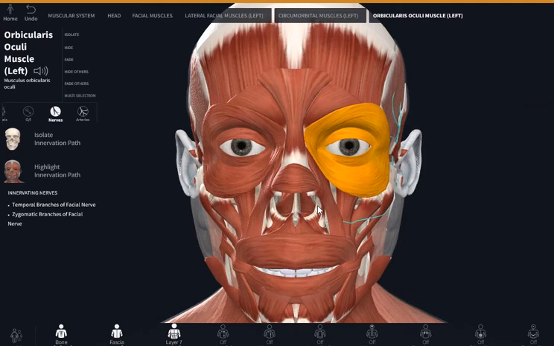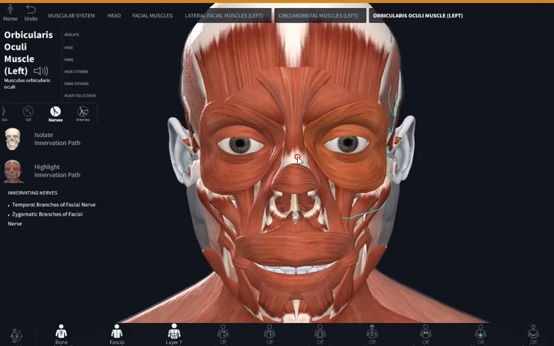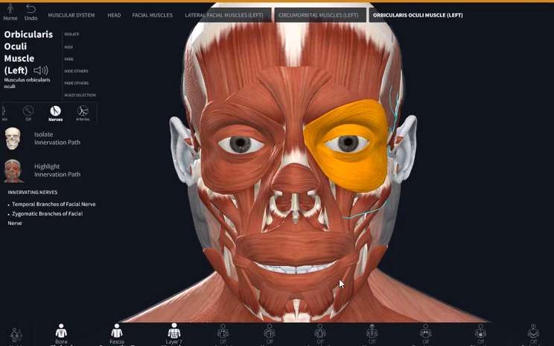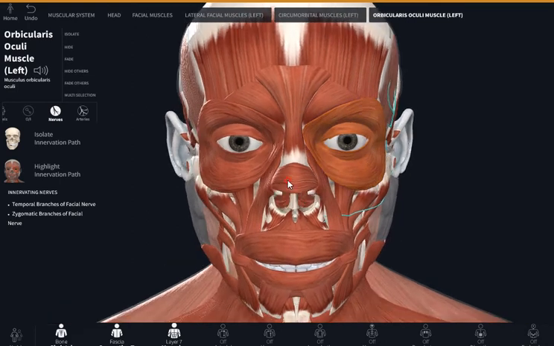Let's go to the next portion. The next muscle you can visualize... we have already seen all the muscles which are around the eye. So now let's go to the muscles which are around the nose. We've seen the muscles around the eye: corrugator supercilii and procerus. Now let's see the muscle around the nose.